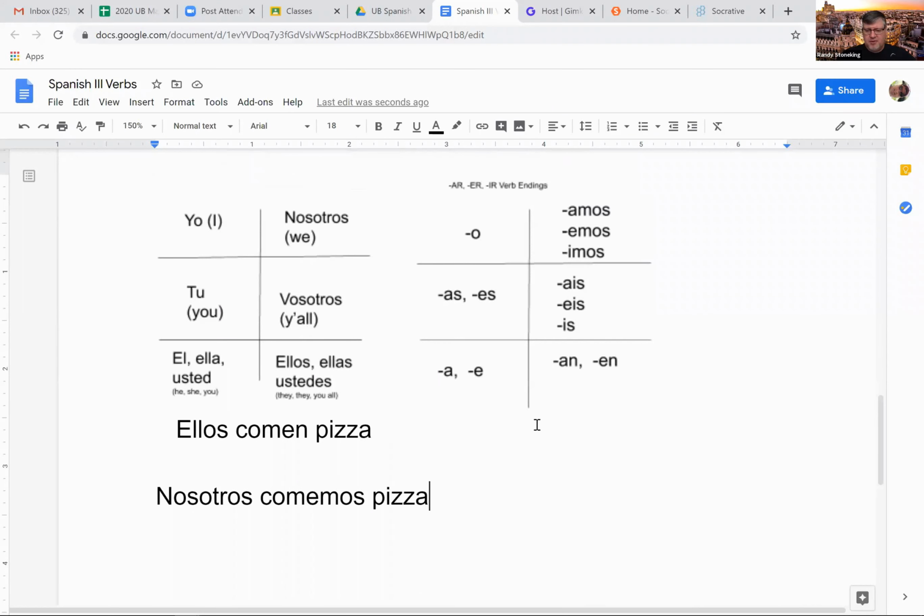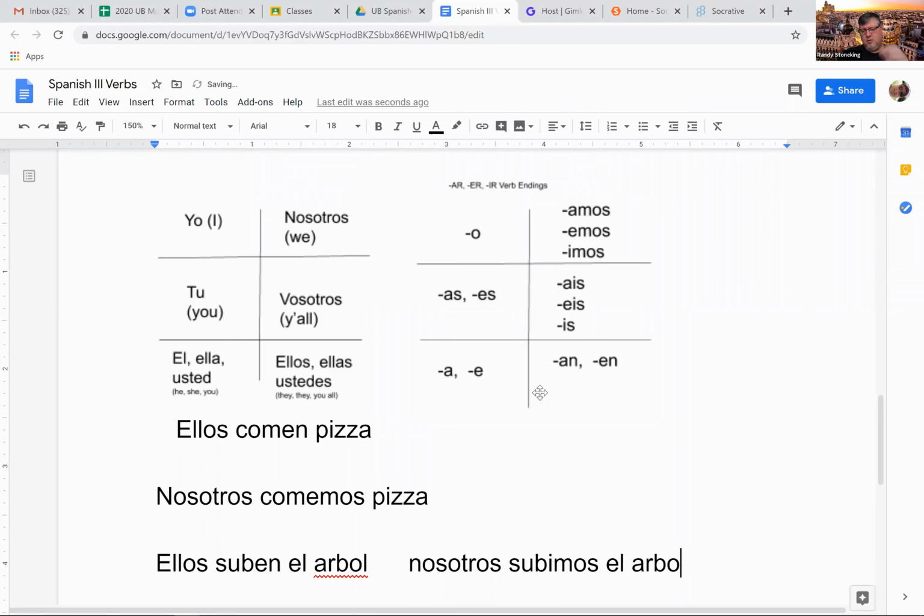IR verbs work the same way. Ellos suben el árbol, they're climbing the tree. Or we could do it as nosotros subimos el árbol, climbing the tree.